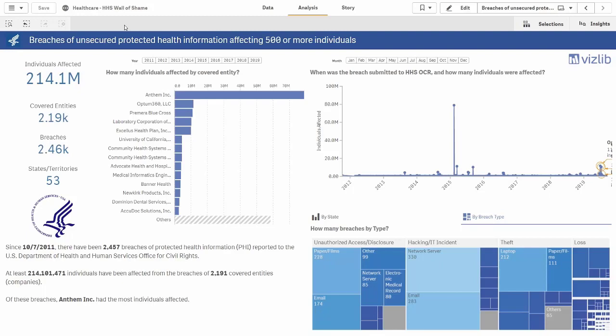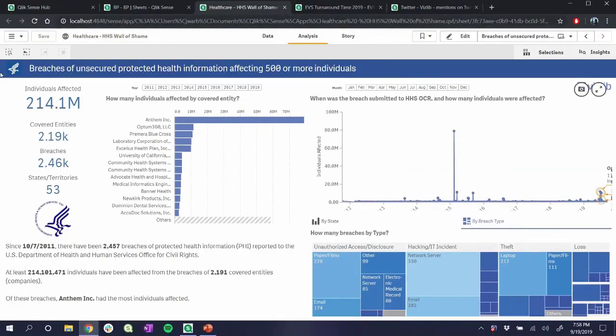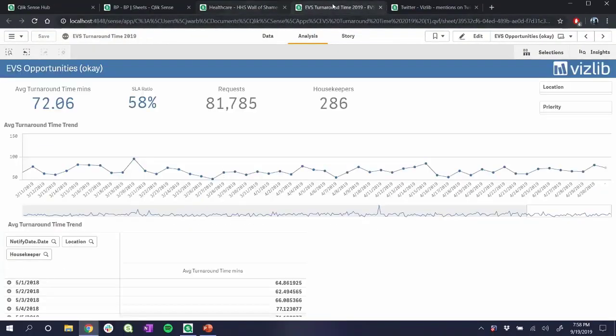And I'm working with Vizlib and Click to figure out how to host this and keep it updated and refreshed so you all can go out, maybe bookmark it and check on it every once in a while. And then the last one here I wanted to walk through.